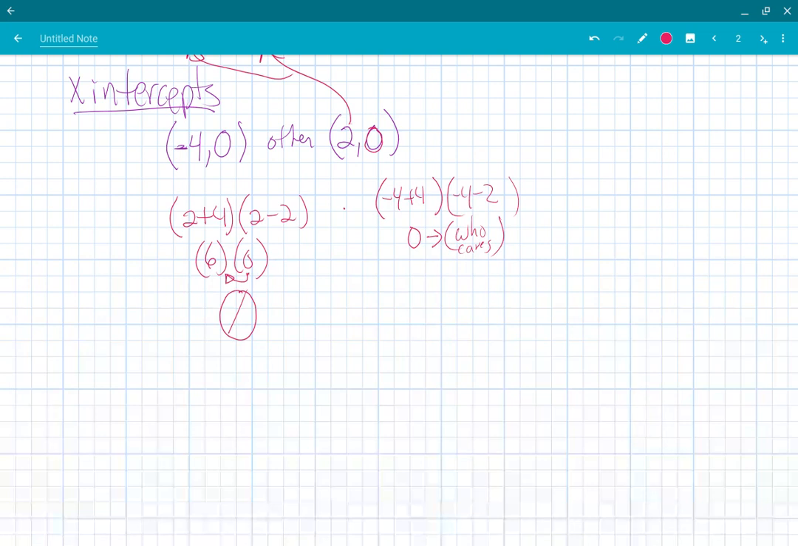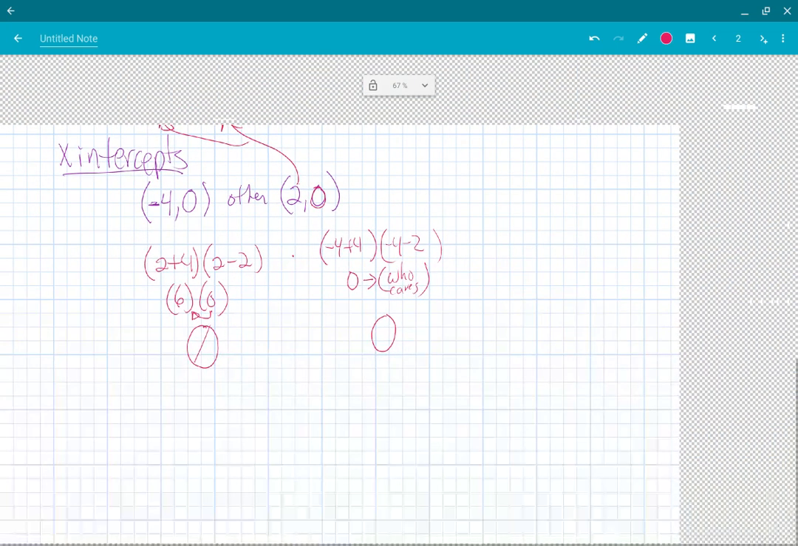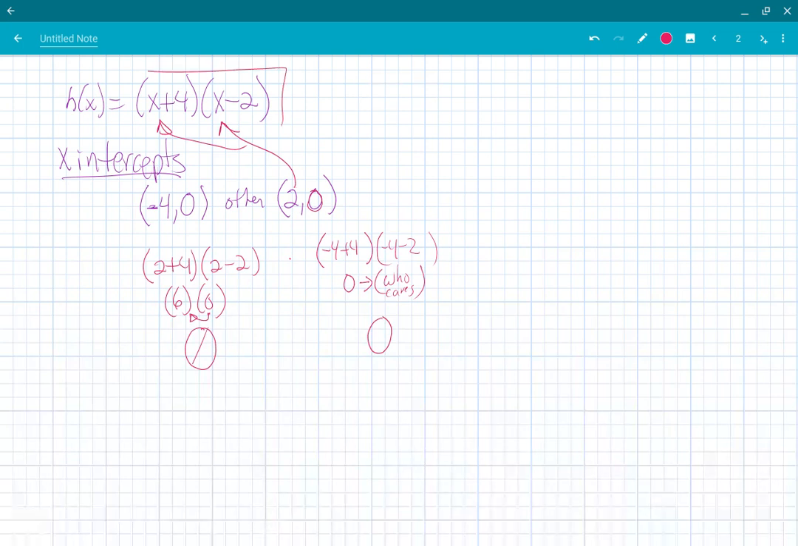What is 0 times anything? 0. Do you see why I said who cares? Because it doesn't matter what the answer is. It's going to become 0 once 0 multiplies to it. Okay. So if you were graphing this equation, you would have the x-intercepts.